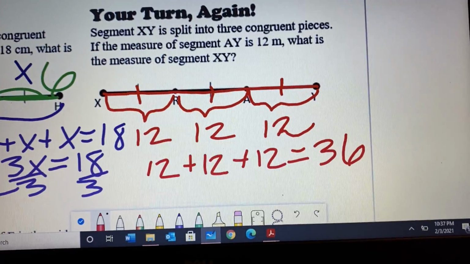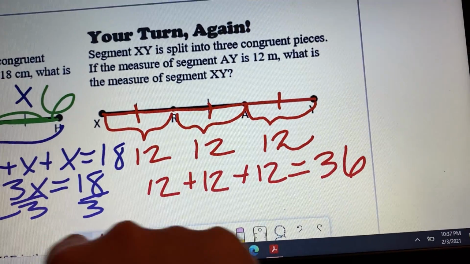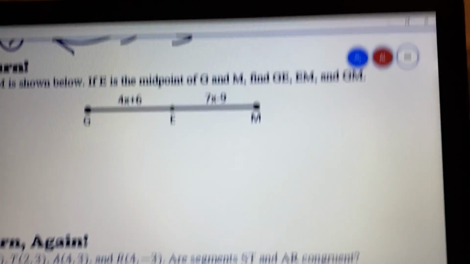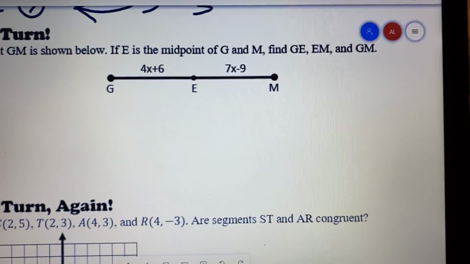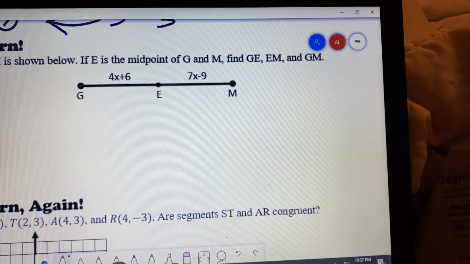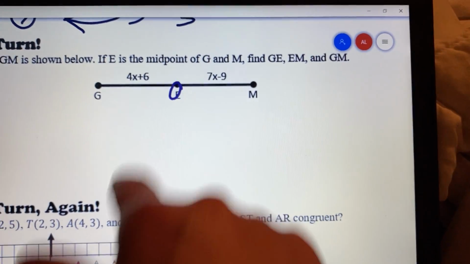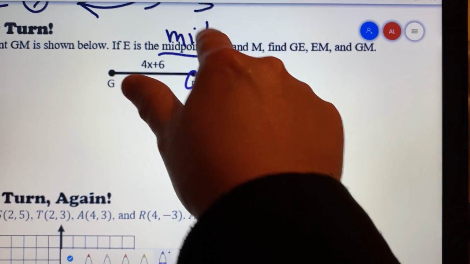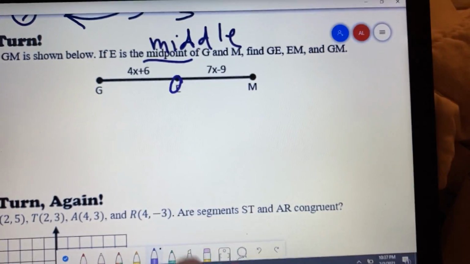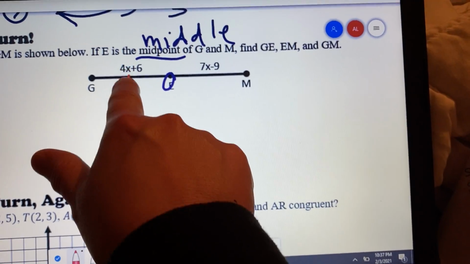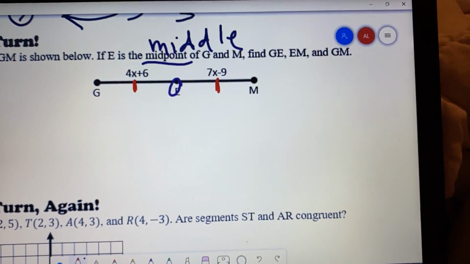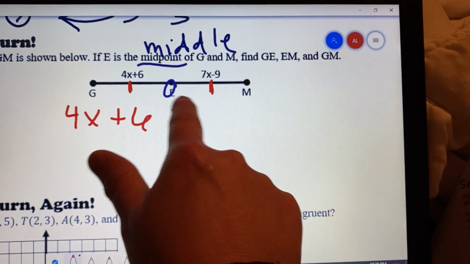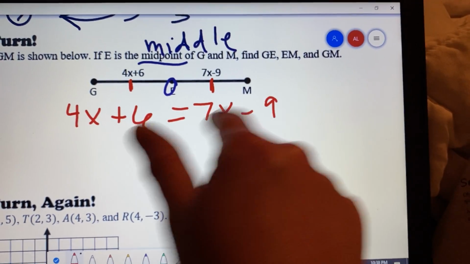Okay? All right, let's go down to this next part. For this one, they're using some of the vocab, and they're saying that E is the midpoint. If E is the midpoint, that just means that's the middle. And if E is the middle, then I know that this little piece is congruent to this little piece. So I can say that 4x plus 6 has got to be equal to 7x minus 9.